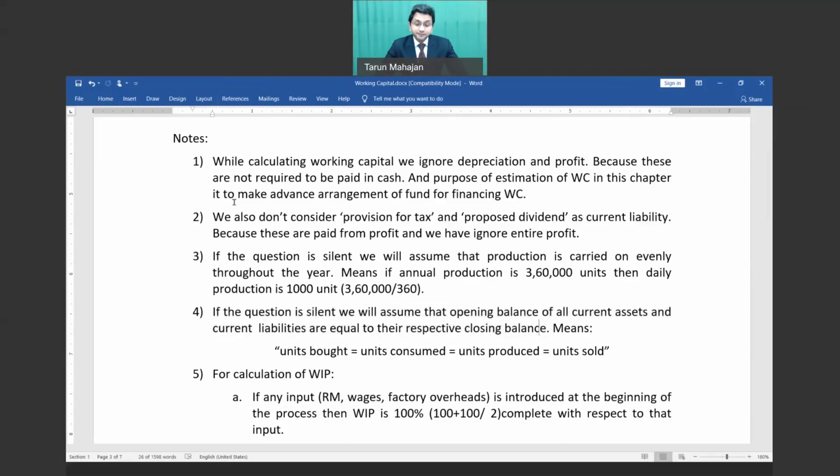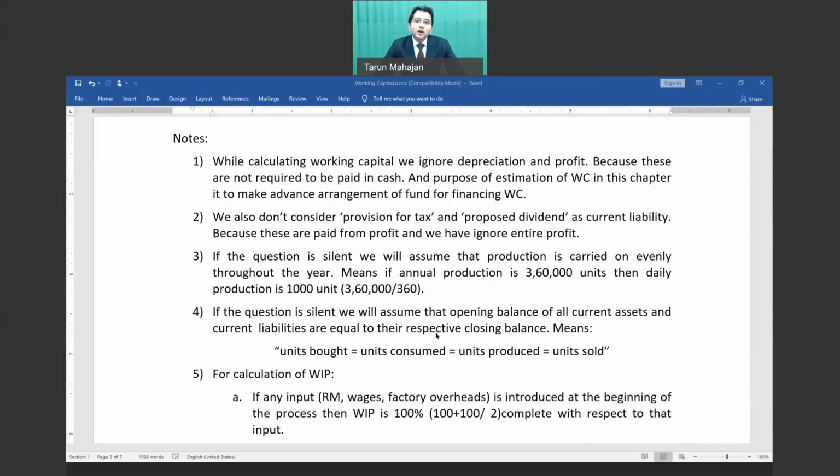Now what does that mean? So opening and closing balances of raw material are same. Does it mean that we have not consumed any raw material during the year? Opening stock was 10,000 and closing stock is also 10,000. So have we not consumed even a single unit? You have consumed it, but whatever you bought, you consumed.